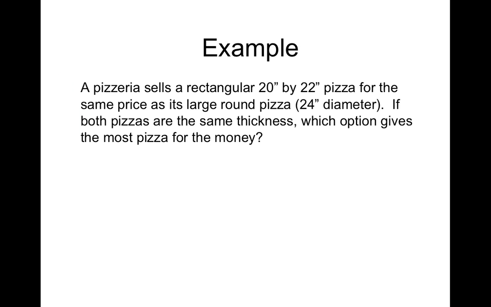So this is a very simple example using area. Let's say that we're going to buy a pizza. We could either get a rectangular pizza, maybe from Jets, or we could get a round pizza, maybe from Pizza Hut. And we know both pizzas are the same thickness. Which option would give us the most pizza for the money if they're the exact same price?